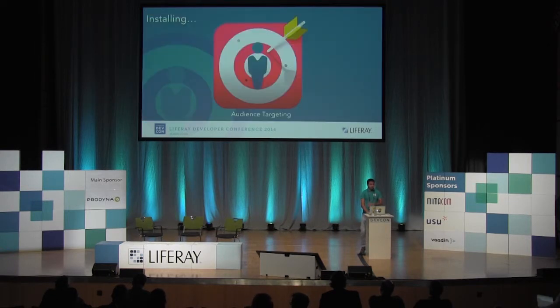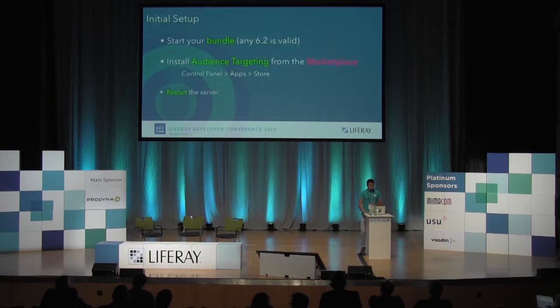In order to install the application, it's very simple. You just start your bundle, any 6.2, either CE, EE, any service pack. And then you go to the marketplace. In the control panel, you can go to the store, and then you can just install Audience Targeting. It will require you to restart the server because of the OSGi. This won't happen on Liferay 7, but in 6.2, you still need to restart the server the first time, only the first time you install this app.